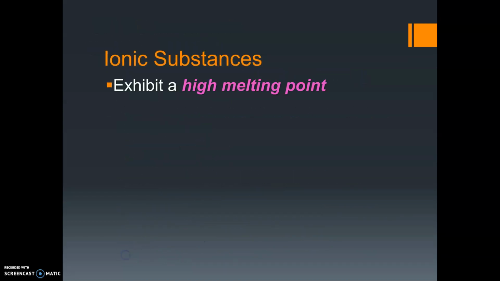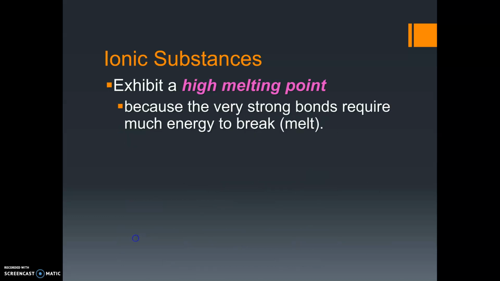So circling back to what we experienced in the lab, our ionic substances exhibit a high melting point, meaning it is very difficult for them to melt. We have to get them really, really hot for them to melt. Those very strong bonds require a lot of energy to break, so that force of attraction between them is so strong, we have to put in a ton of energy to break those bonds and cause it to melt.